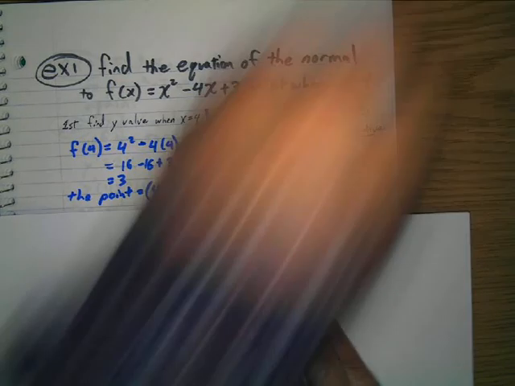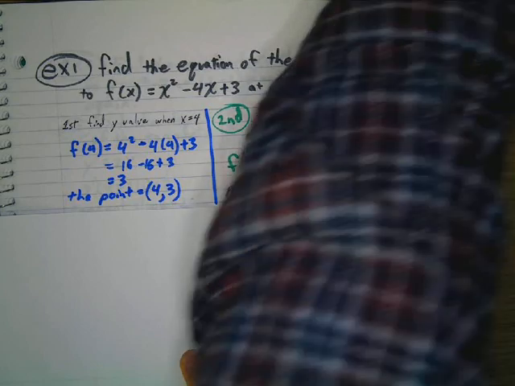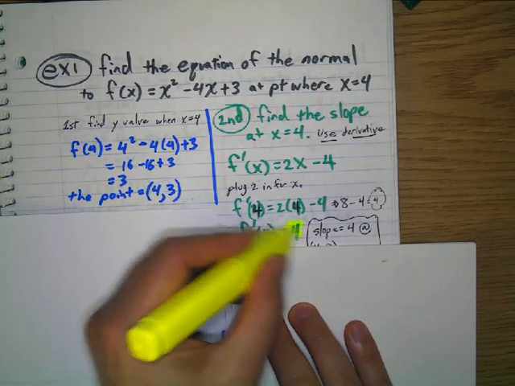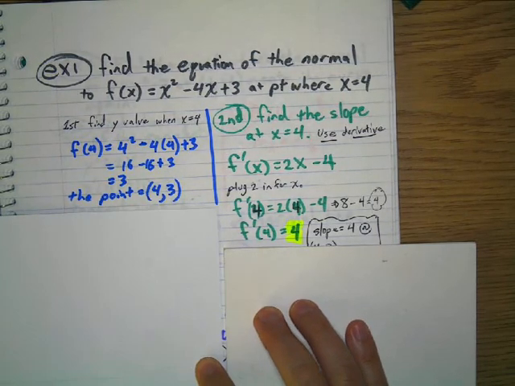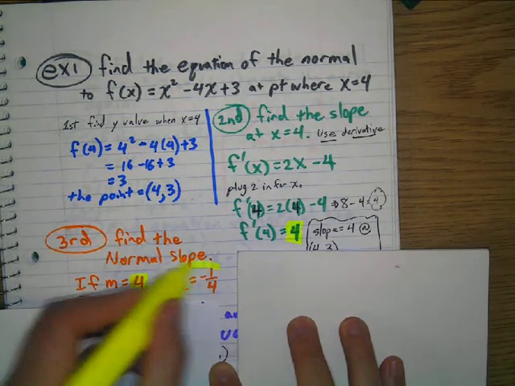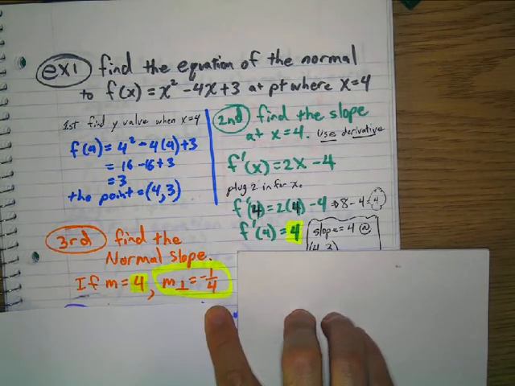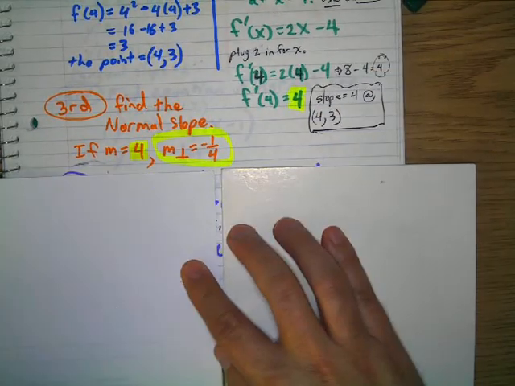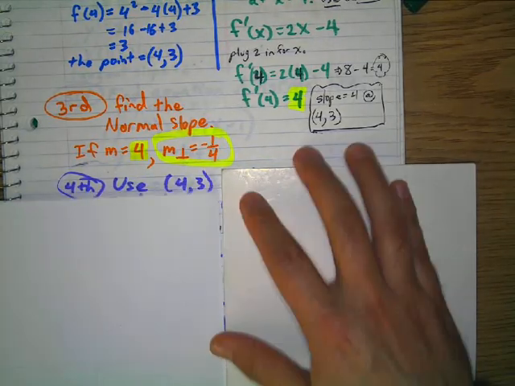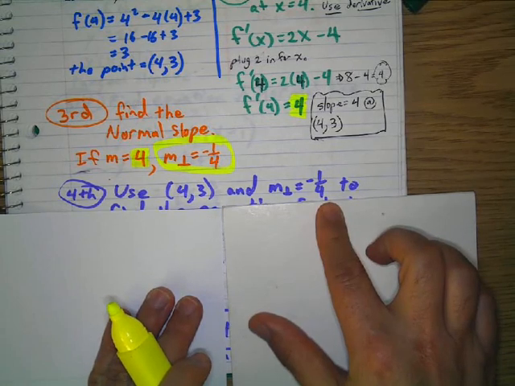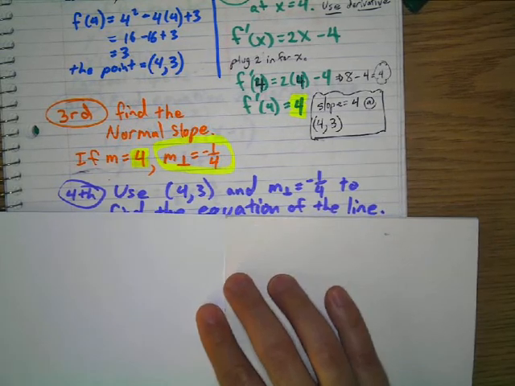So our slope is going to be equal to 4. Okay, so now the next step is, if my slope is equal to 4, then my perpendicular slope is going to be the opposite sign and reciprocal. You may want to hit pause if you need to spend more time copying this down. Okay, so next, now that I've got a point, which is (4, 3), and I've got a slope of negative 1/4, we can find the equation of the line.